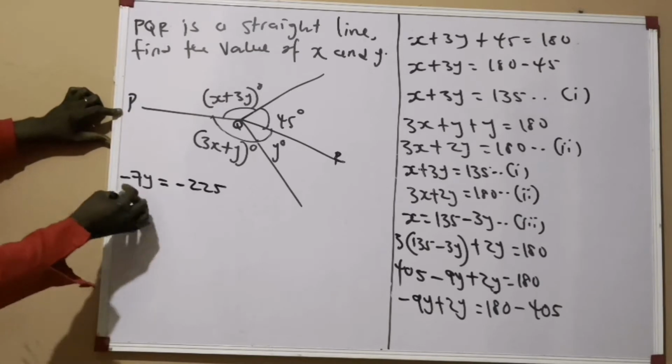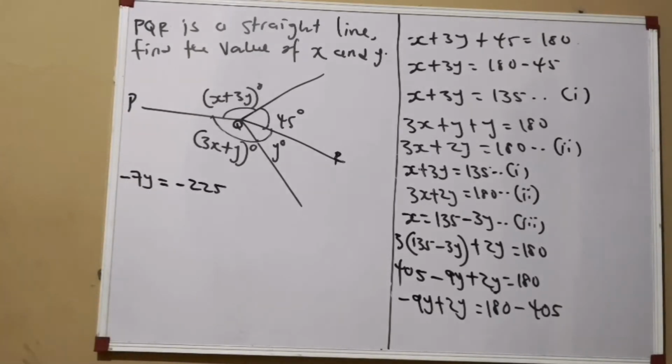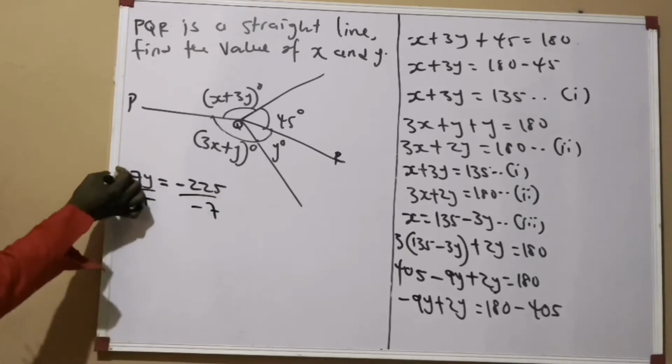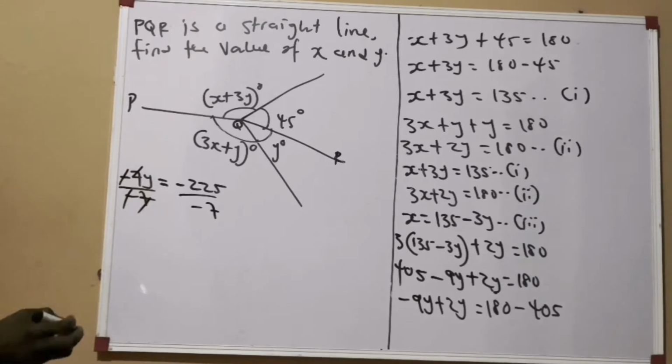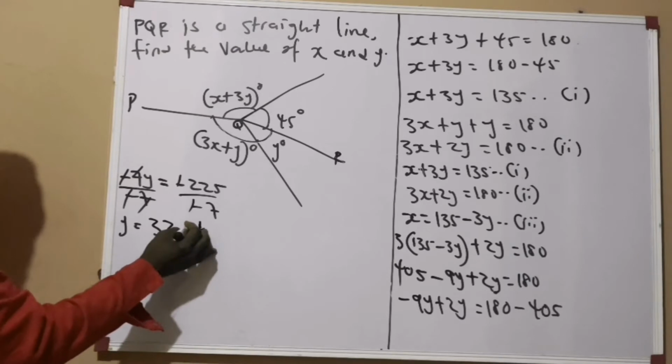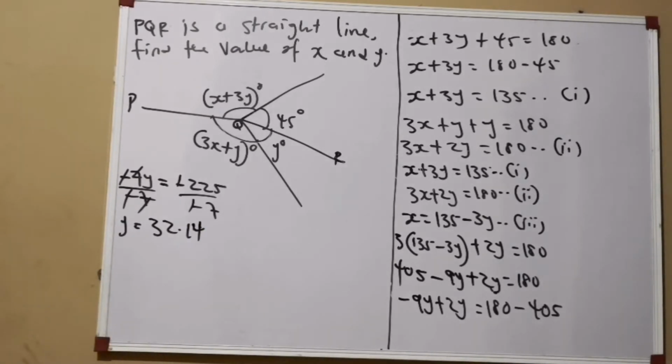So what do we do next? For us to make y the subject of the formula, we divide both sides by minus 7. Minus cancels out minus and 7 cancels out 7. What do I have left? y is equal to 225 divided by 7, and 225 divided by 7 will give us 32.14. Okay, now this is the value for y.